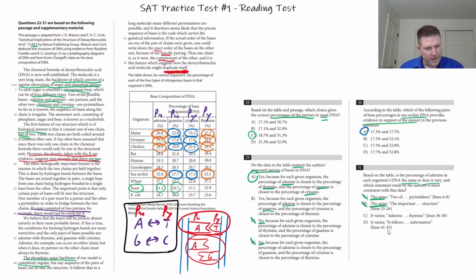So if we look at 41 through 45 here, so that's actually here. It follows that in a long molecule, many different permutations, this just means combinations right here, are possible. So many different combinations are possible, and it therefore seems likely that the precise sequence of bases is the code which carries the genetical information. It's just trying to say, with all the different possible percentages and orders of adenine, thymine, cytosine, and guanine, that's what creates all these different combinations of organisms, right? So yeah, she's saying it definitely varies, and this is definitely the stronger example.